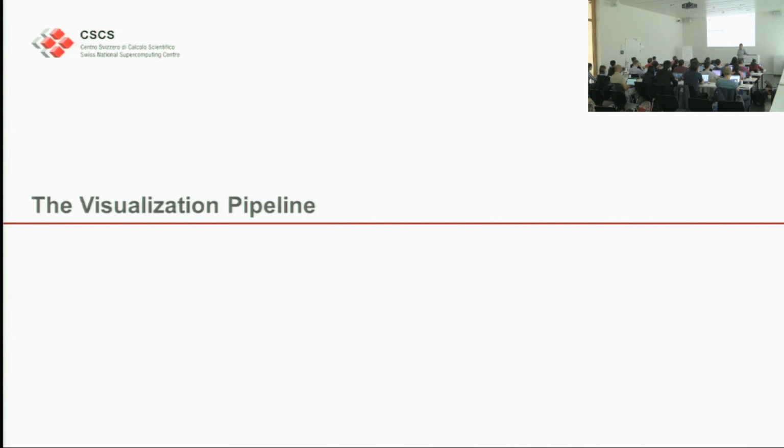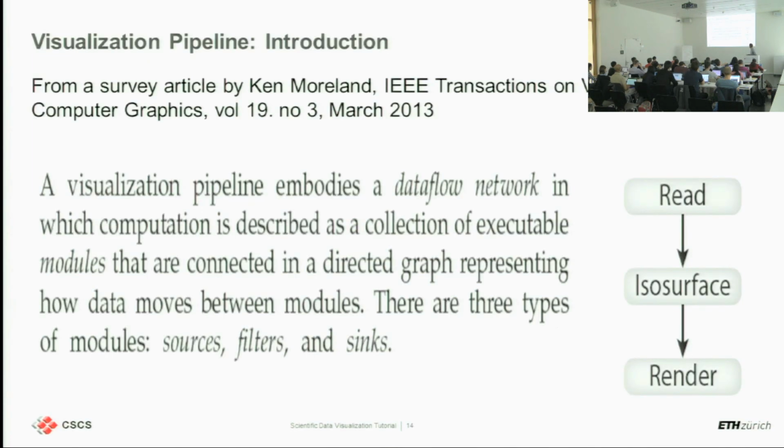Now, let's talk about the pipeline. What is the pipeline? A couple of years ago, there was a great article by my colleague Ken in the Transactions, called, I don't know, visualization pipeline, something like this. Anyway, I copied a couple of pictures, and this is a screenshot from the paper. A visualization pipeline is a data flow network, which means we read data, we process data, each of those are modules, and then eventually we make an image.